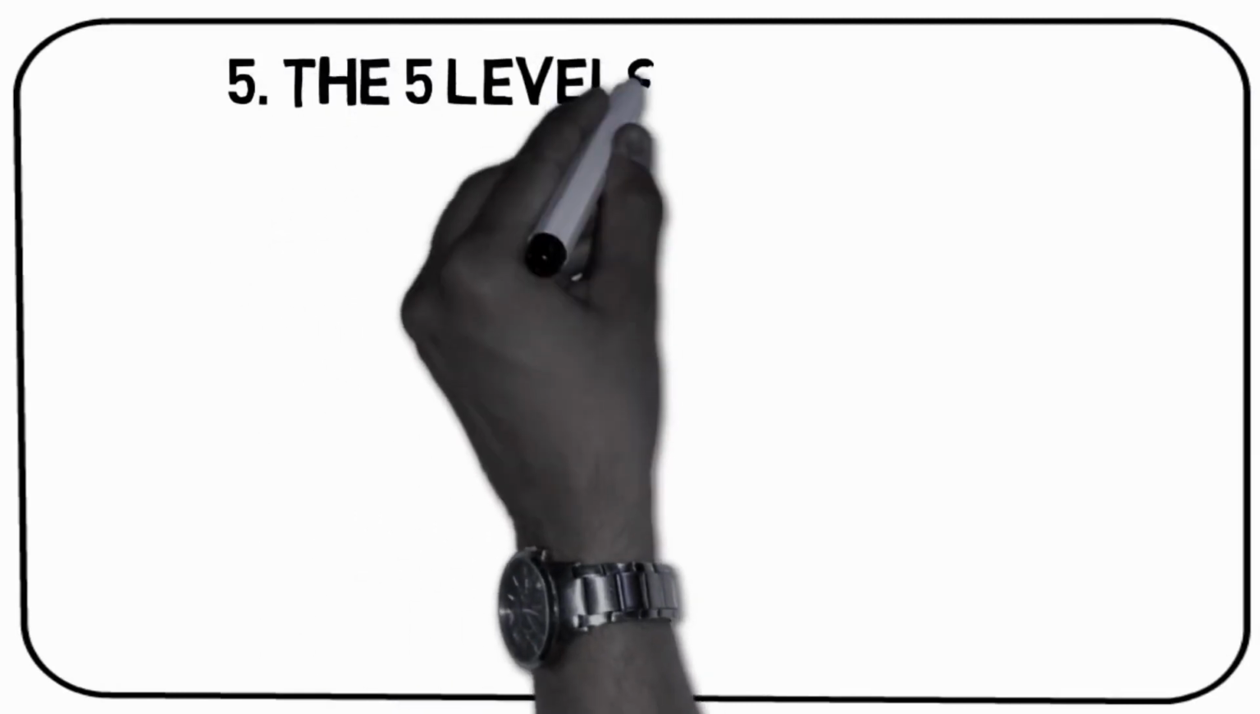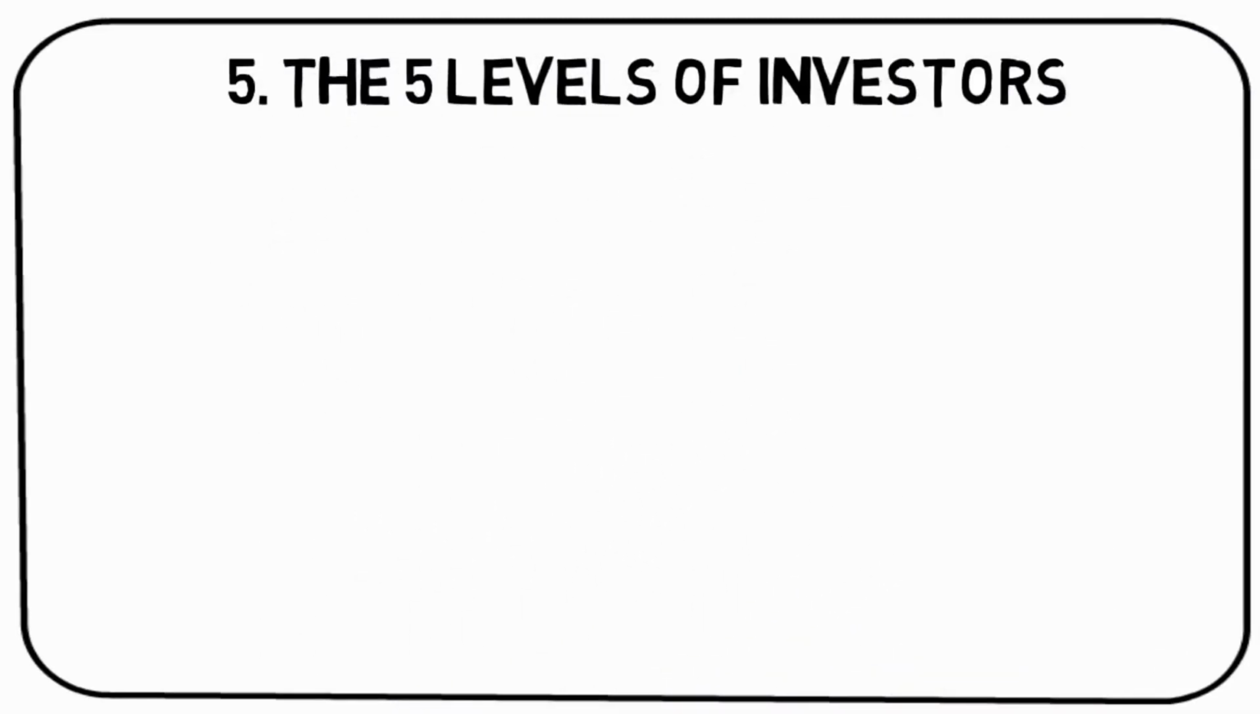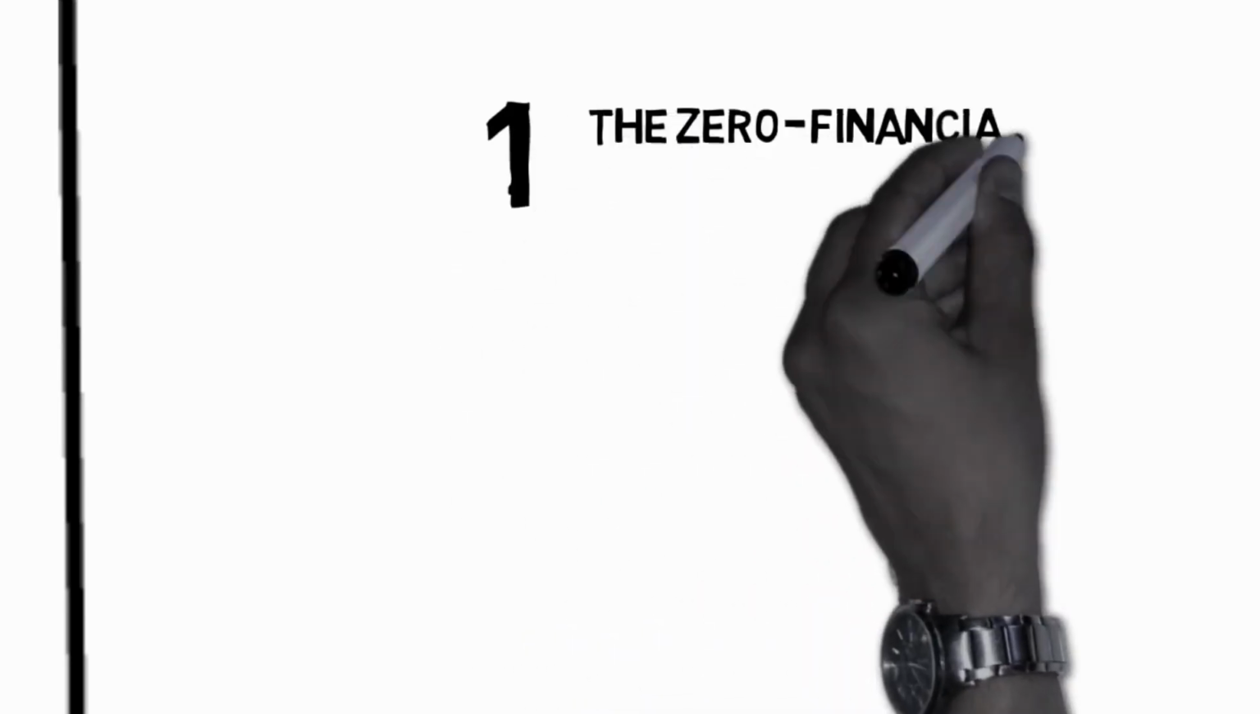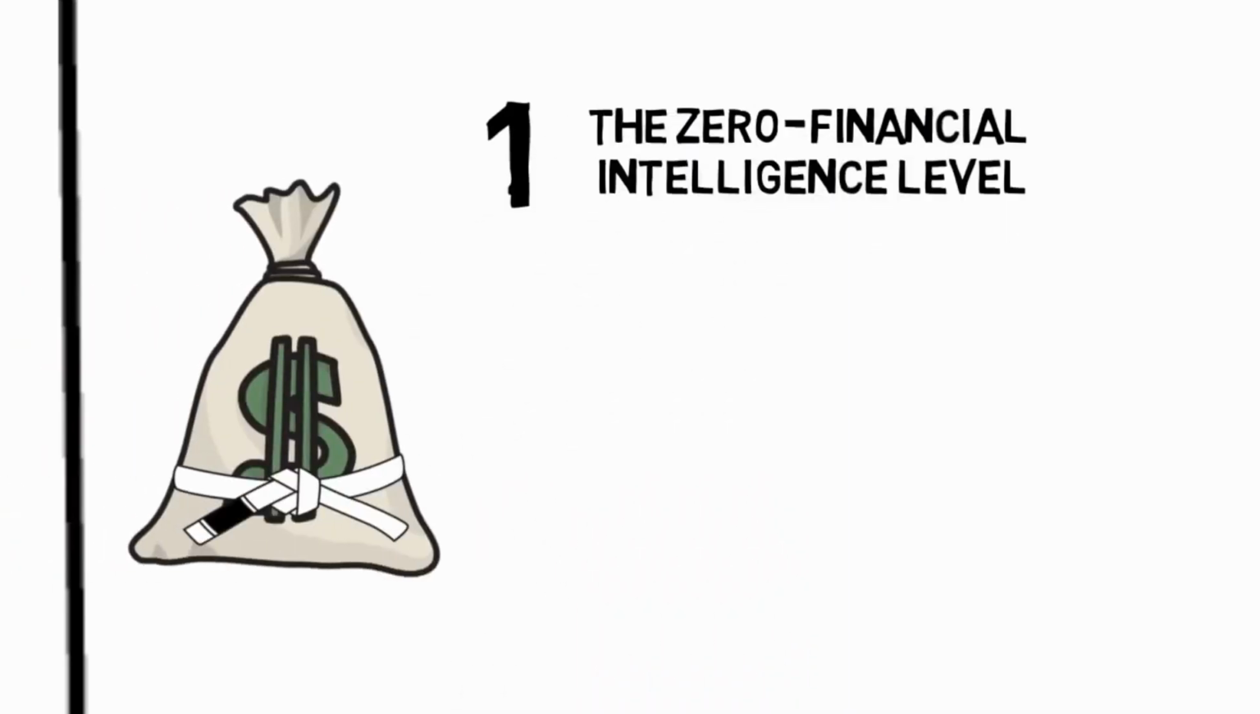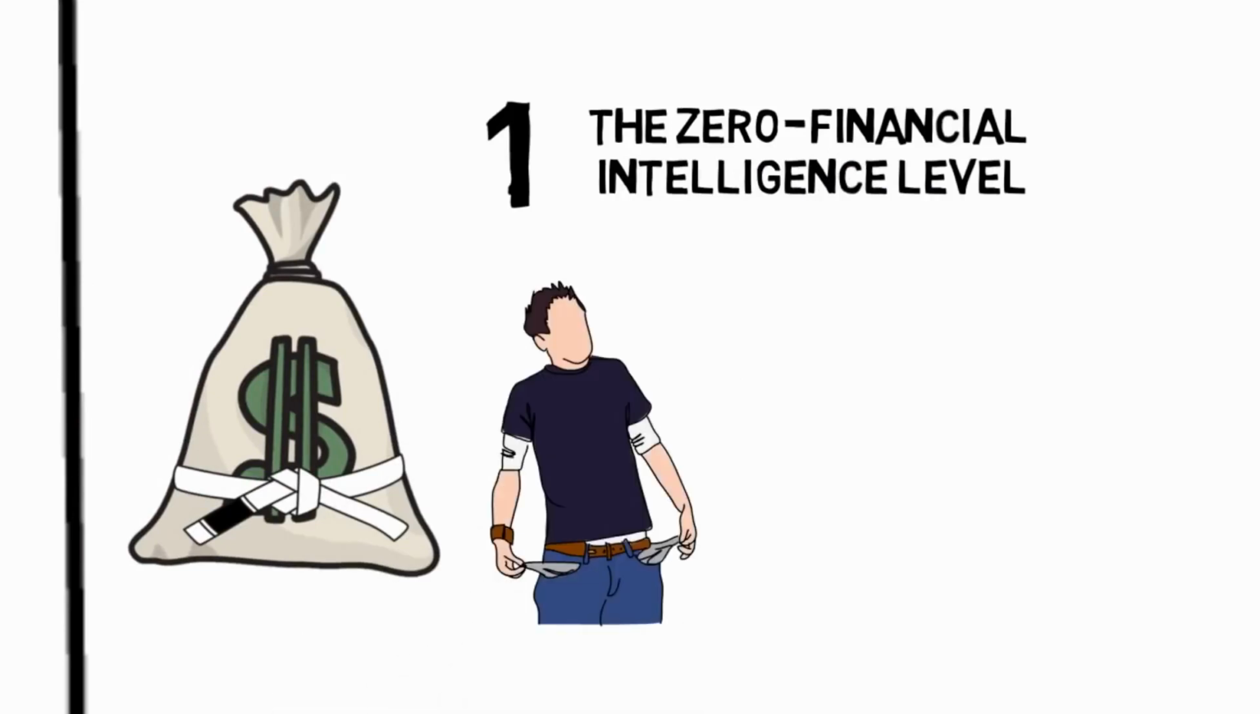Takeaway number 5. The 5 levels of investors. According to Robert Kiyosaki, there are 5 different levels of investors. Starting from the bottom, we have 1. The zero financial intelligence level. At this level, we have the people who have nothing to invest at all.